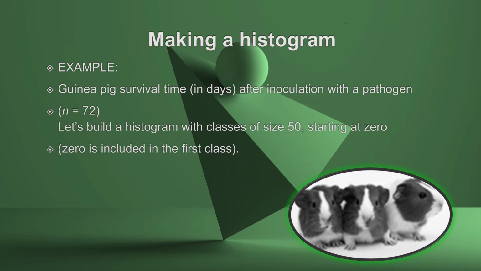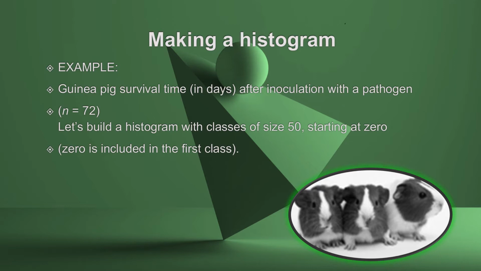So if the class interval is 50, then we may have the intervals 0 to 50, 50 to 100, 100 to 150, like that. Since 0 is included in the first interval, 50 should not be included in the first interval. So 0 to 50 means 0 is included, and values are less than 50. So let's see how to create a histogram.